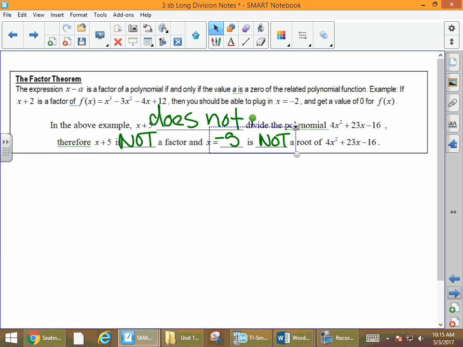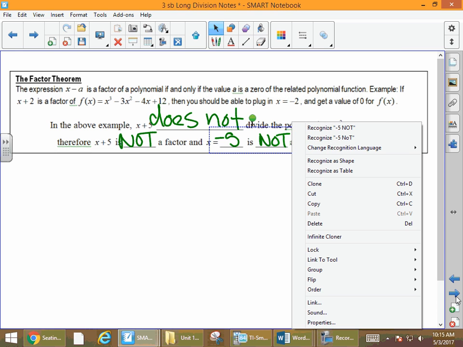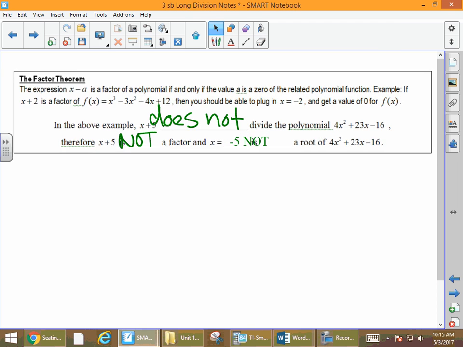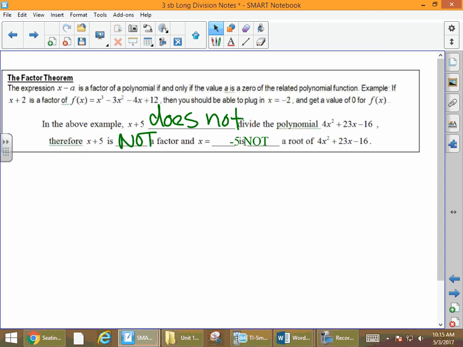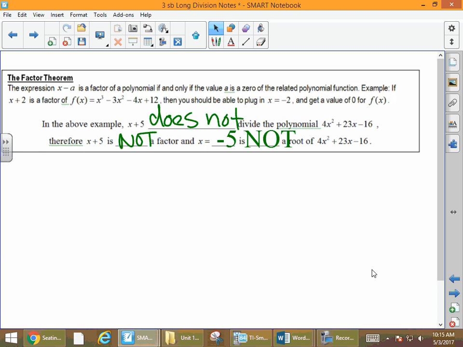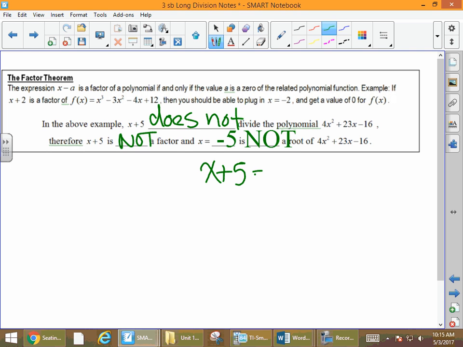Well, where did I get that negative 5? Where did I get the negative 5? Well, negative 5 came from taking x plus 5 equals 0, and then we subtracted 5 from both sides. So x equals negative 5. That's where it came from.